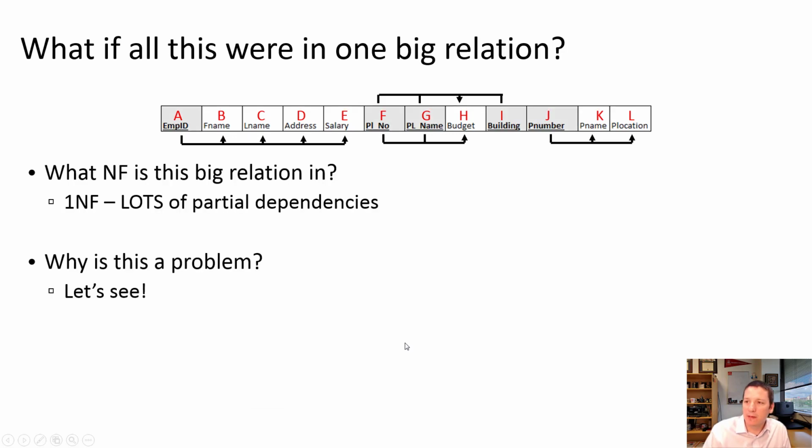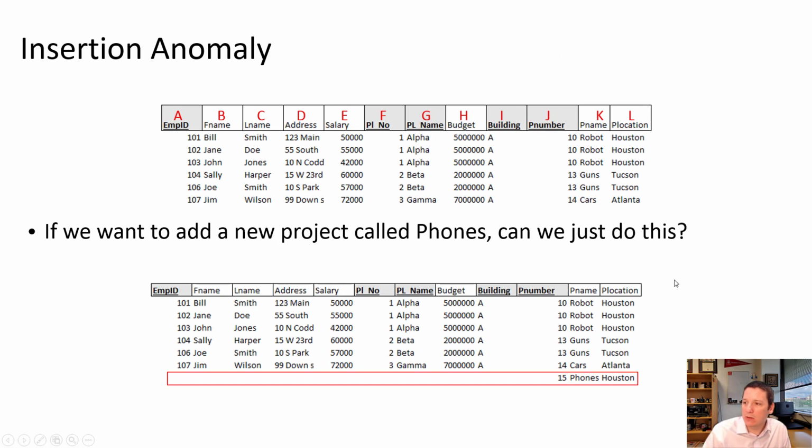So at this point, this big relation is in just first normal form because basically every functional dependency is a partial dependency, because all of our non-key attributes are being functionally determined by just a small part of this primary key. So if we wanted to add a new project, like for example project 15, phones in Houston, we can't have null values for these attributes that make up our primary key. So we can't have a null value for emp ID, plant number, plant name, and building.